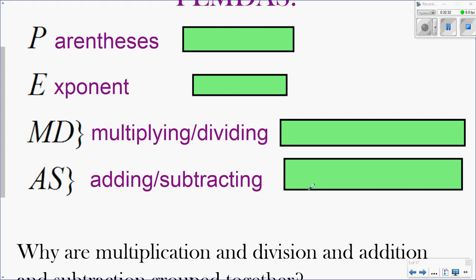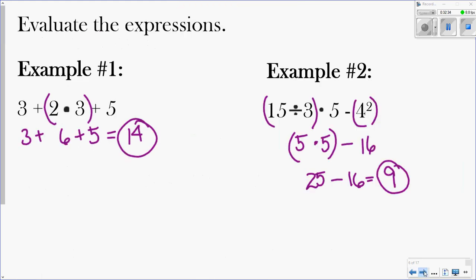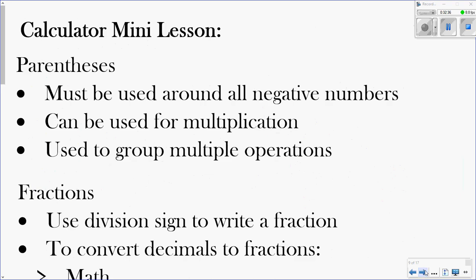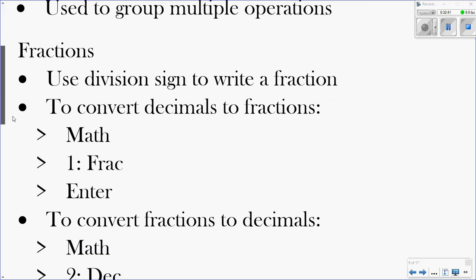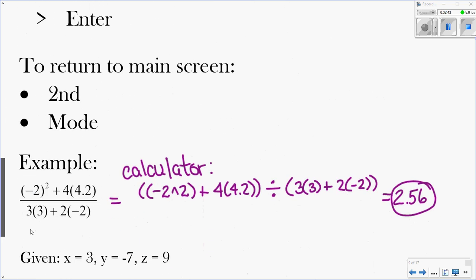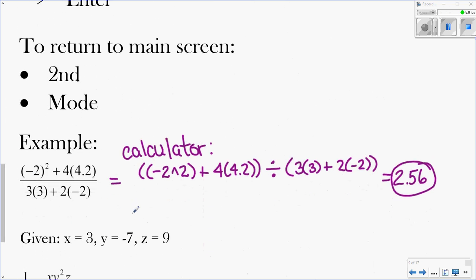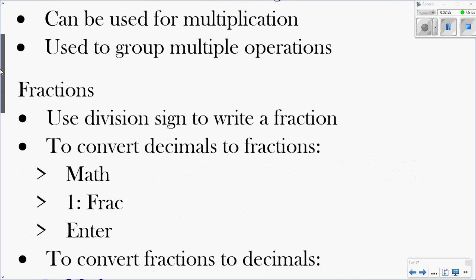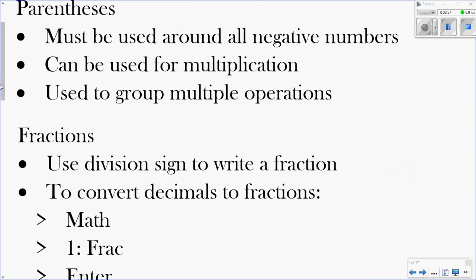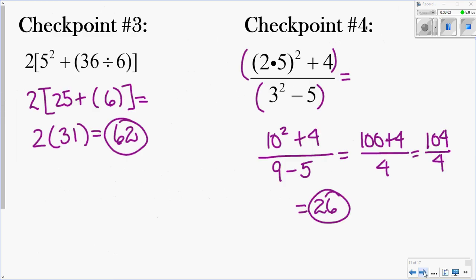And we also did a little mini calculator session on how to enter your numbers, multiple operations. So it's all about the parentheses. So if you have something like this, you group in the numerator and the denominator. If you have a negative number, you have to put it in parentheses, and it can also be used as multiplication.